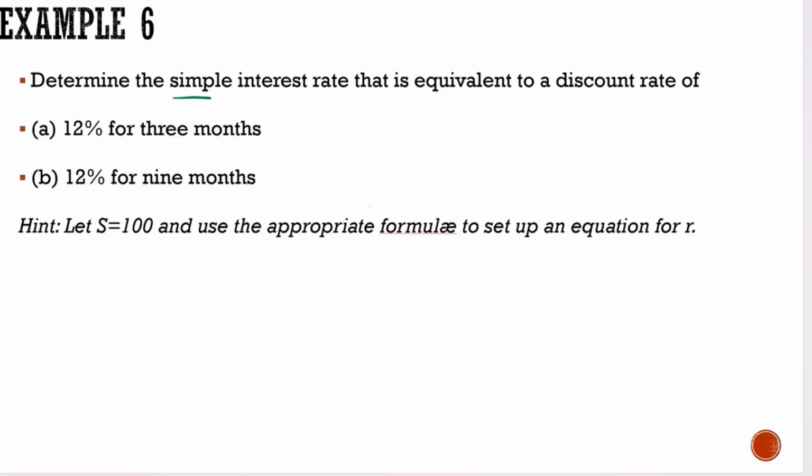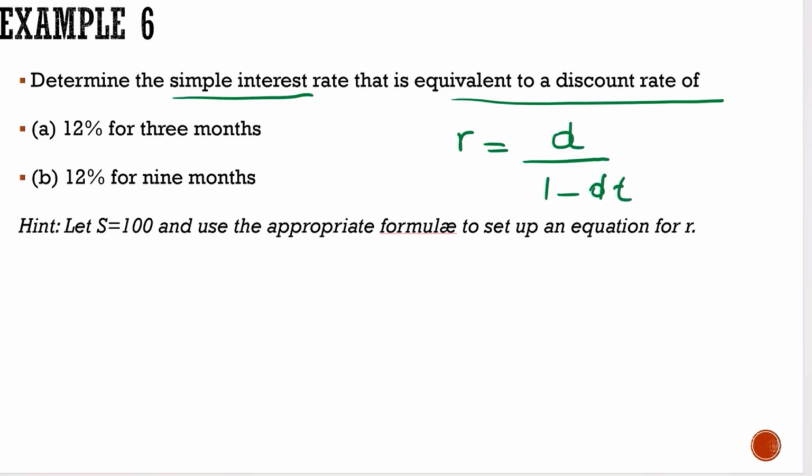Determine the simple interest rate that is equivalent to a discount. You know what is the formula? The formula is R is equal to D over 1 minus dt. Okay, so now for the first one, here you are told this is a discount rate that you are given. So your D here is equal to 0.12, and then your time is 3 months. That means if it's 3 months, you need to divide by 12 because it's months.